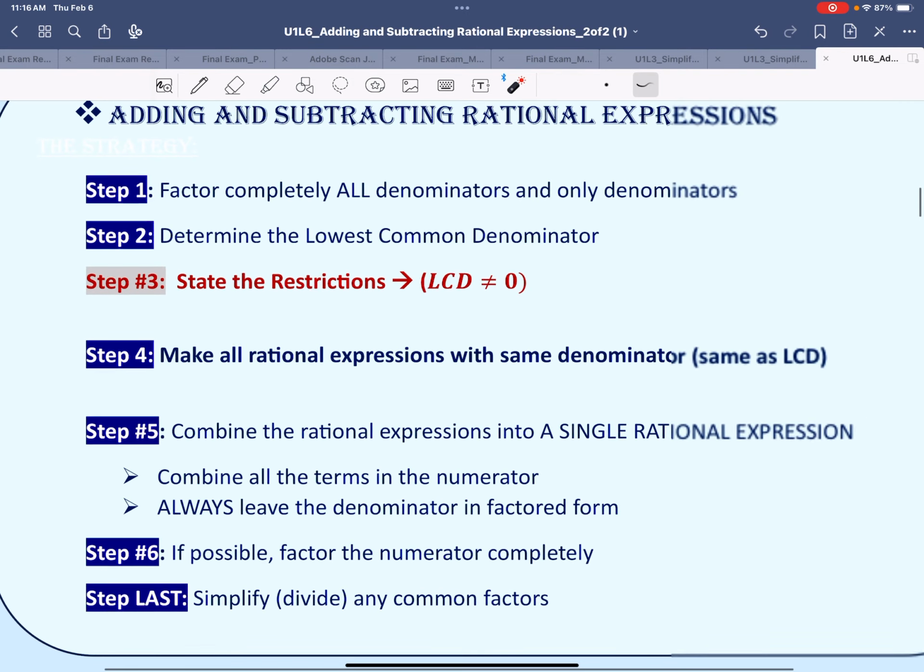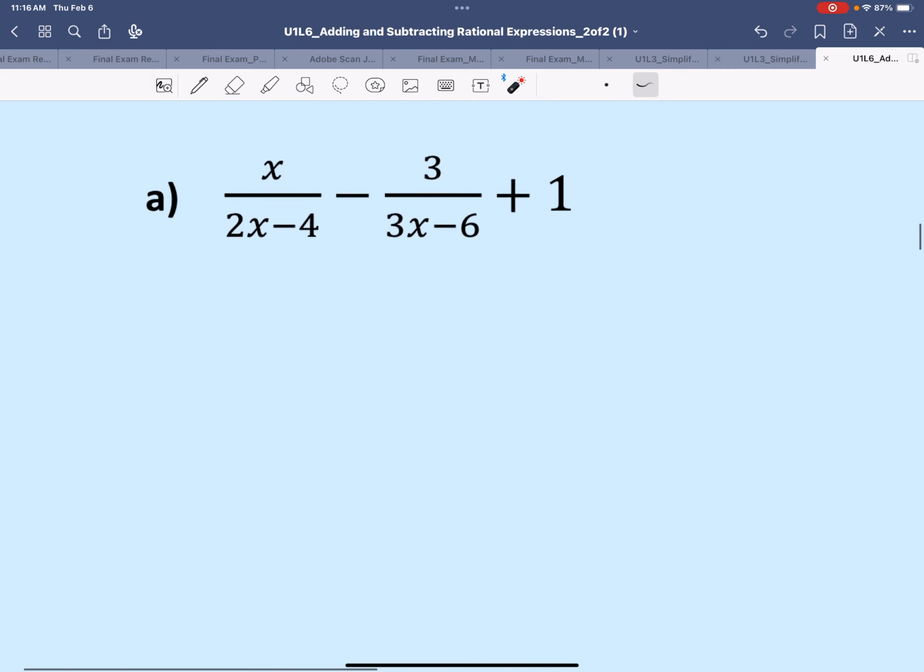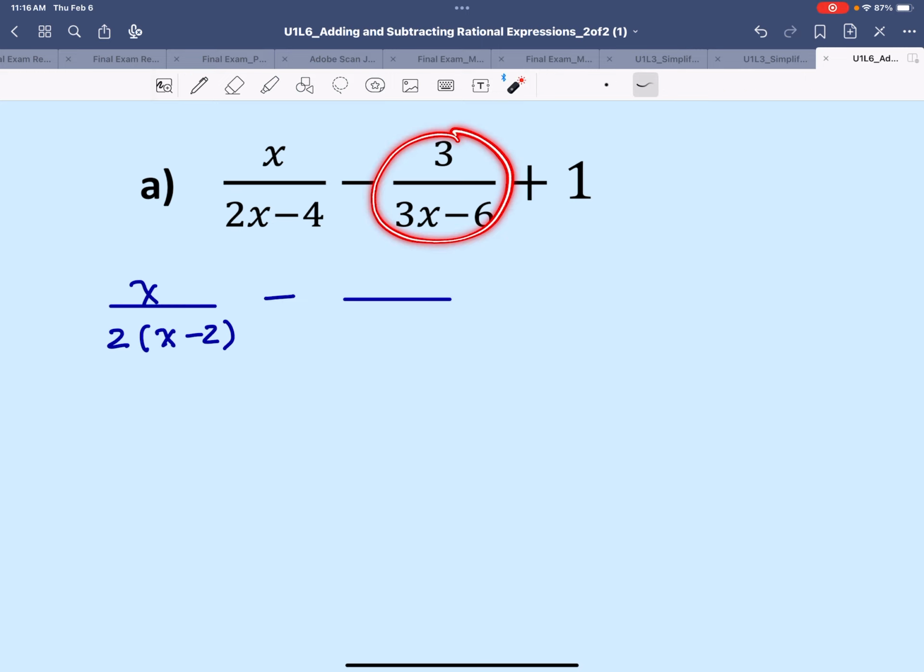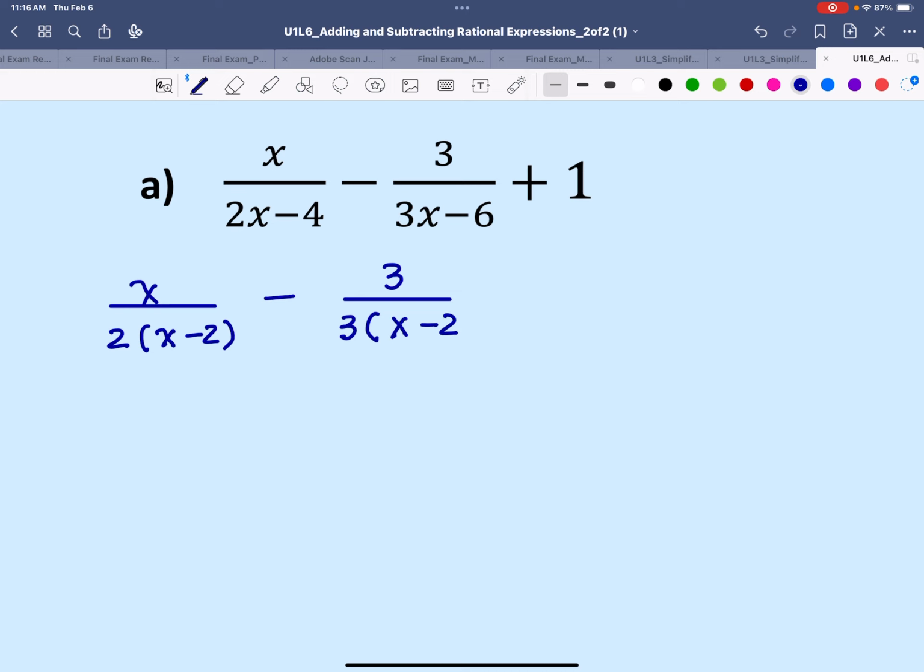Remember, step number 1 would be to factor completely all denominators and only the denominators. And that's what we're going to do. So we have x in the numerator. Nothing happens to the numerator, but the denominator in factored form, we can take out 2, which is the greatest common factor, and then x minus 2, minus. In the next rational expression, here we have 3. And then 3 is a common factor in the denominator, and then x minus 2. And then plus 1 over 1.